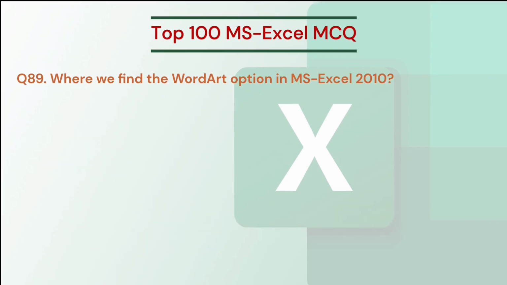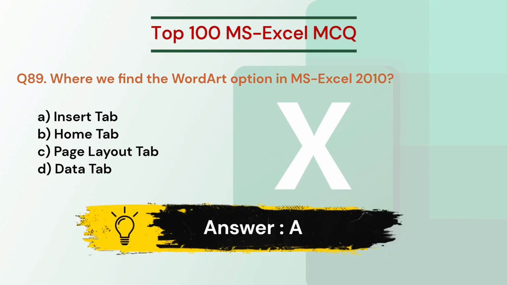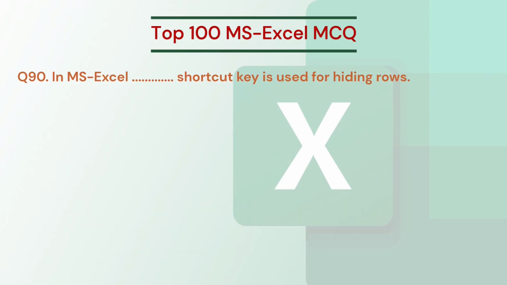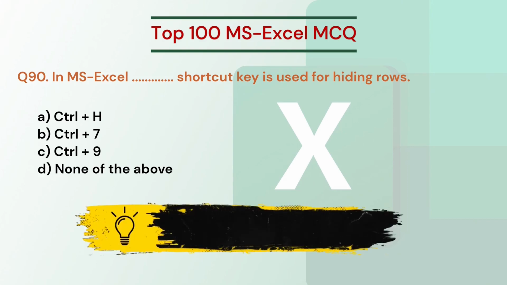Where we find the word art option in MS-Excel 2010? A. Insert tab. B. Home tab. C. Page layout tab. D. Data tab. Correct answer is A. Insert tab. In MS-Excel dash shortcut key is used for hiding rows. A. Control plus H. B. Control plus 7. C. Control plus 9. D. None of the above. Correct answer is C. Control plus 9.